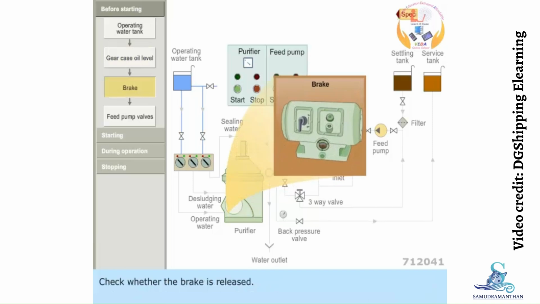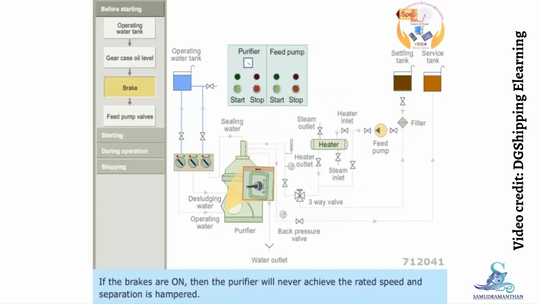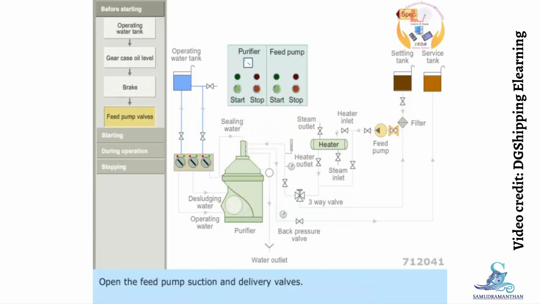Check whether the brake is released. If the brakes are on, then the purifier will never achieve the rated speed and separation is hampered. Open the feed pump suction and delivery valves. If the feed pump is started with the suction valve closed, the pump will run dry and the bearings may seize. Check whether the heater inlet and outlet valves are open.